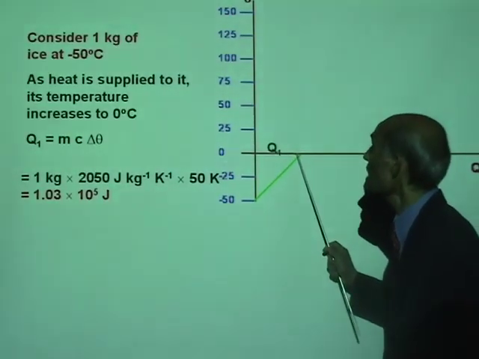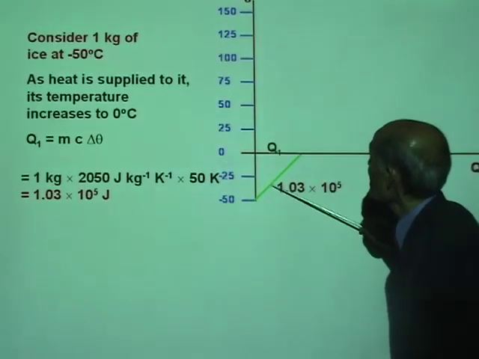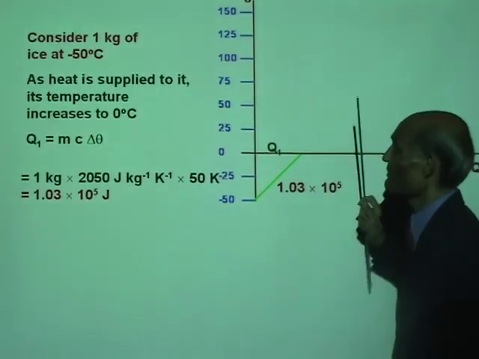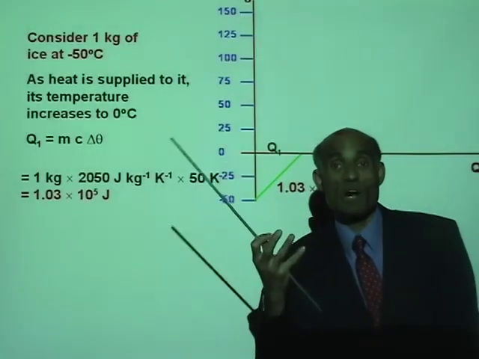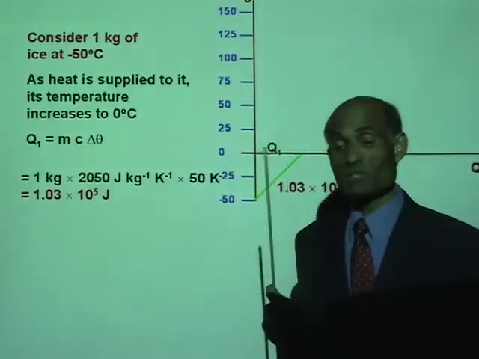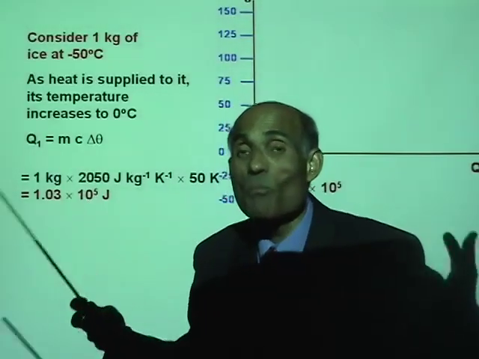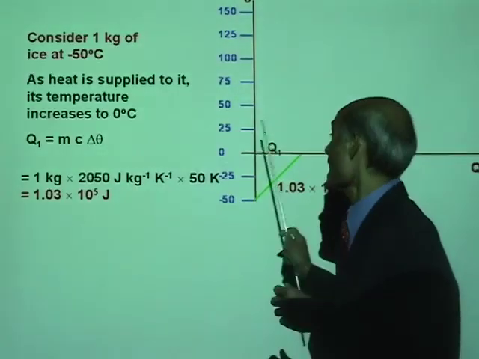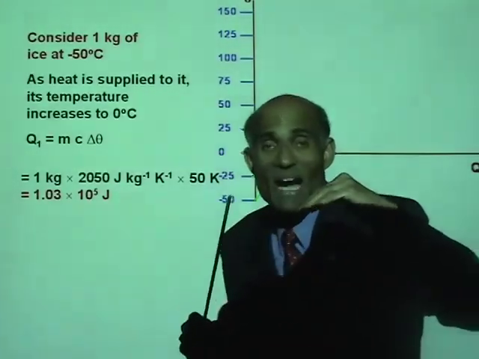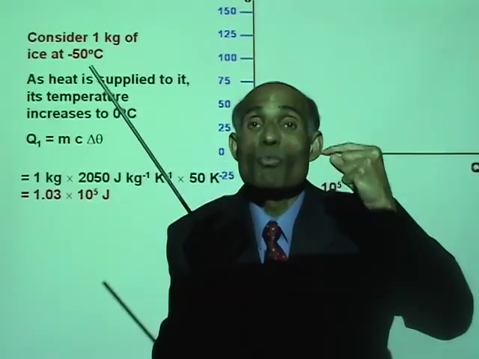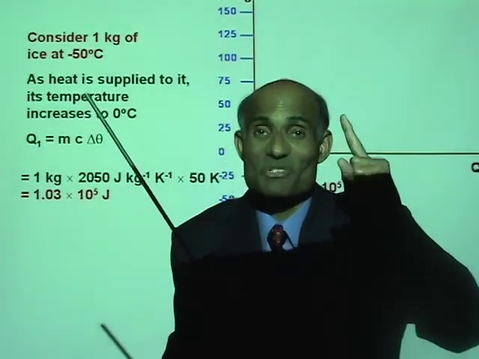The amount of heat that you supplied is 1.03 times 10 to the 5. That is the amount of heat absorbed by ice for that change in temperature. Alright, now tell me, I'm going to supply more heat to my ice. What happens? Now, because ice is now at 0 degrees Celsius, additional heat supplied will not increase the temperature.